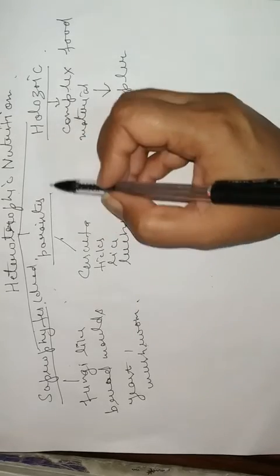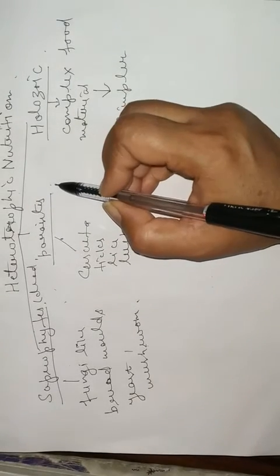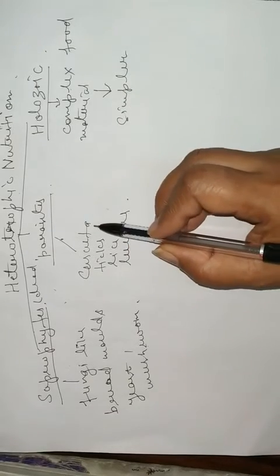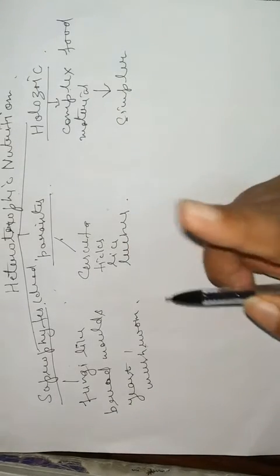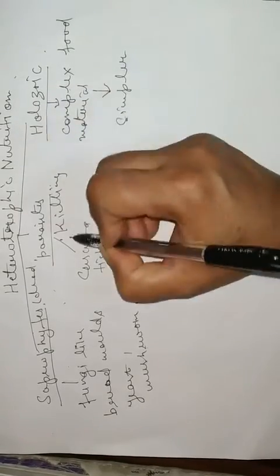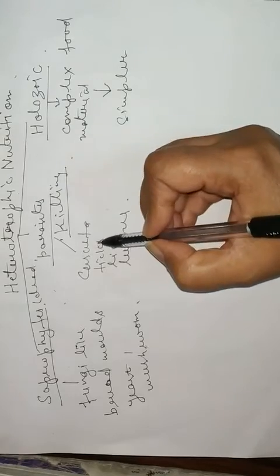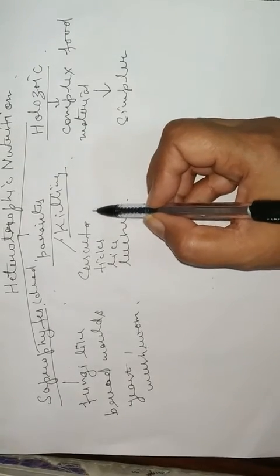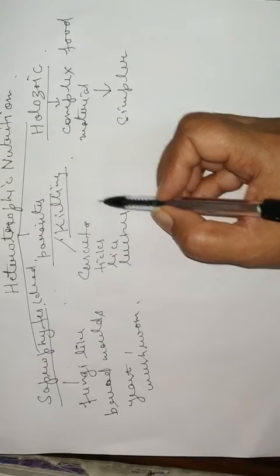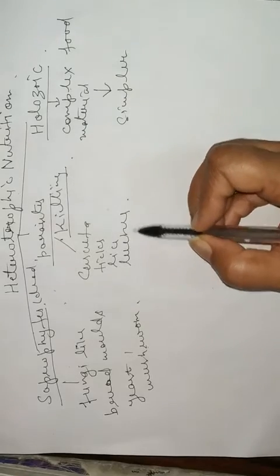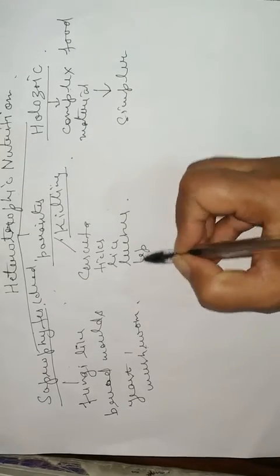Now, the second type is parasites. They take their nutrition from other plants or animals without killing them. The important point is without killing them. Examples of this are kaskata, also commonly known as amarbel, ticks, lice, leeches and tapeworms.